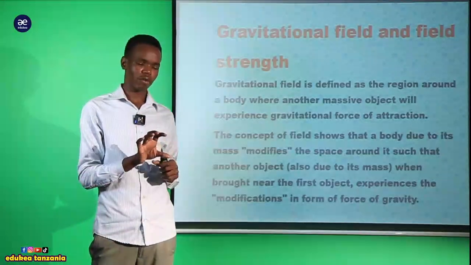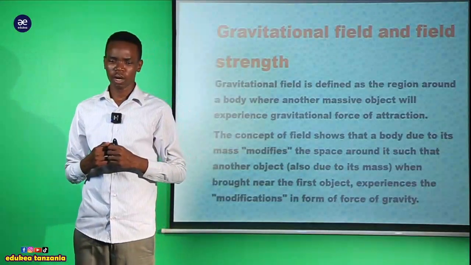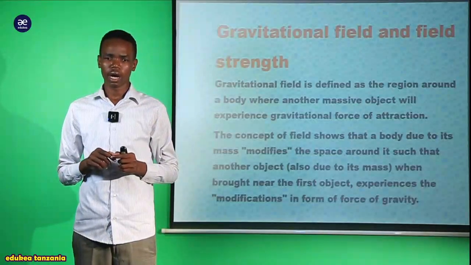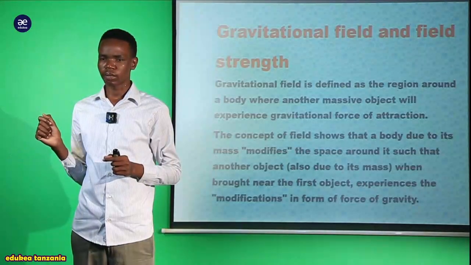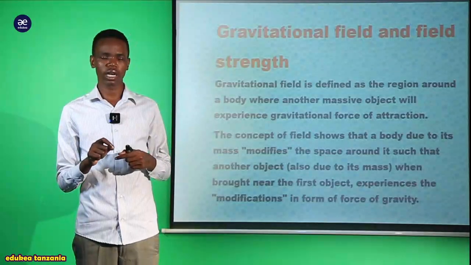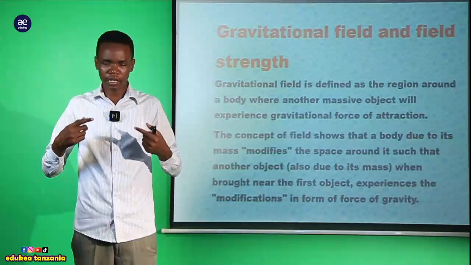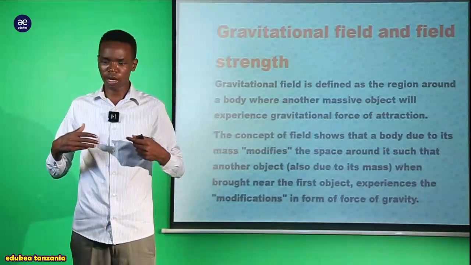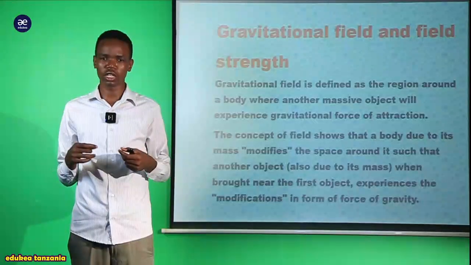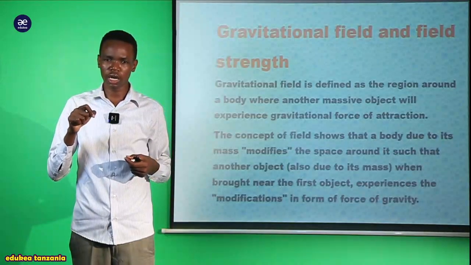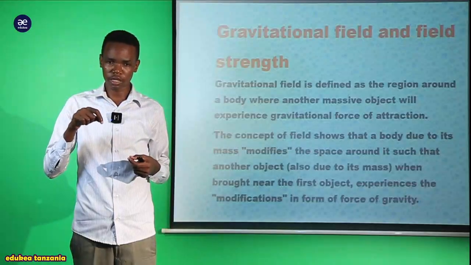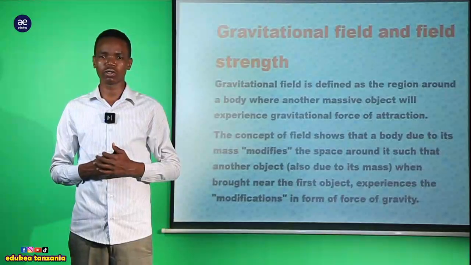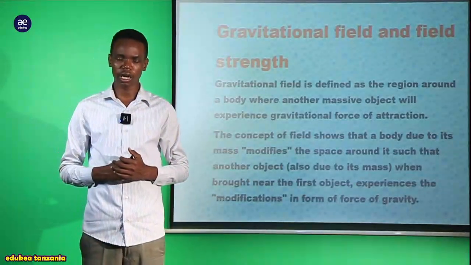Kwamba imagine we have two objects, my dear students, but the first object is placed at a certain space. If we take another object and keep it near that object, it will experience the force of gravity. It means kwamba we have a force of attraction around that object, which is steady, stationary, or at rest. This is why we explain the concept of the gravitational field and its strength.